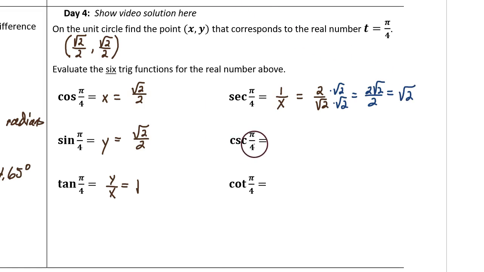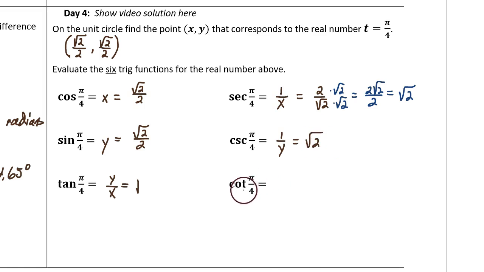The definition of cosecant is the reciprocal of the sine value. And so that's 1 over the y. But since we already know the answer for y is the square root of 2 over 2, when we do the reciprocal, we're going to get the square root of 2.